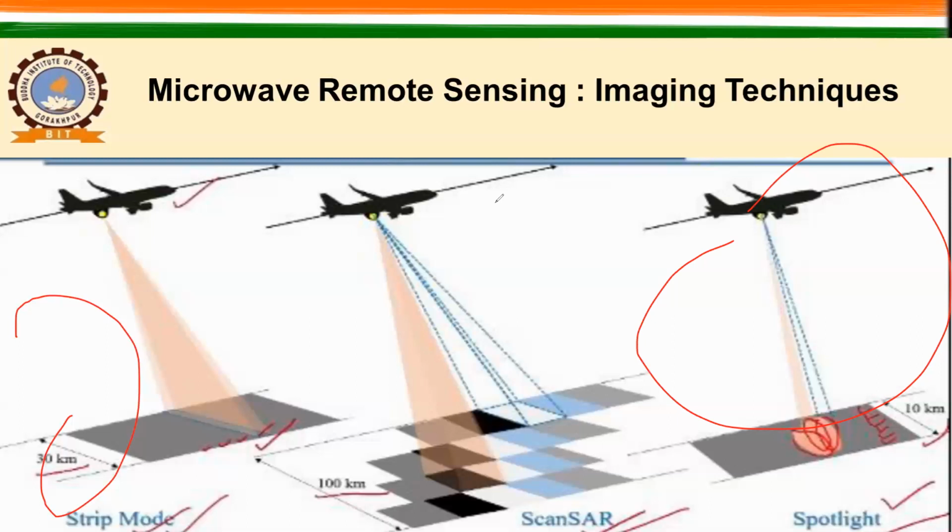Okay, so here we are using a strip mode, with a 30 kilometer range. Here we have a range of 30 kilometers.